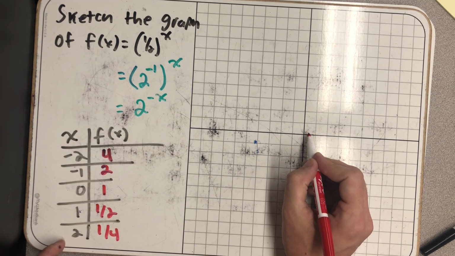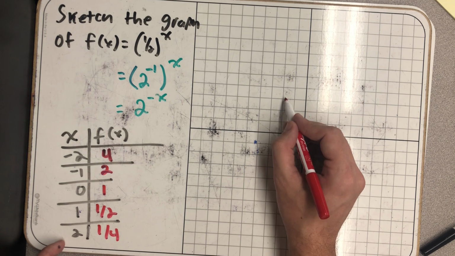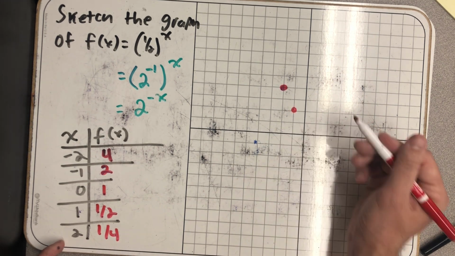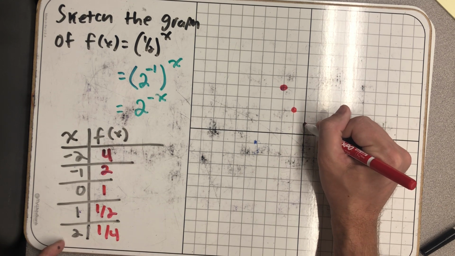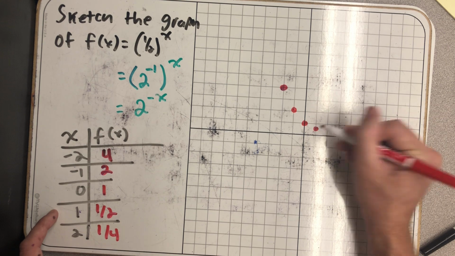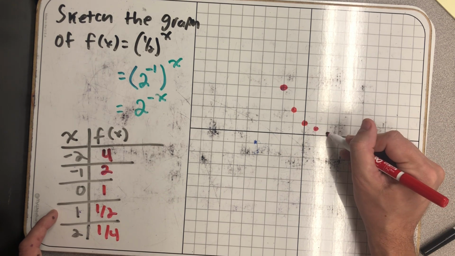So over here at -2, I get out a y value of 4. At -1, y value is 2. At x equals 0, I get y is 1. And then at 1, I get a 1/2, and then finally a 1/4.